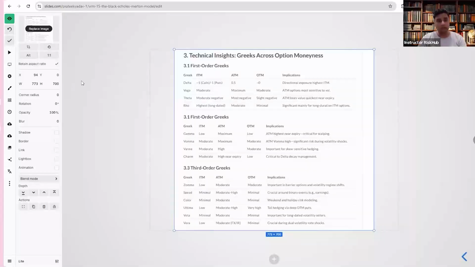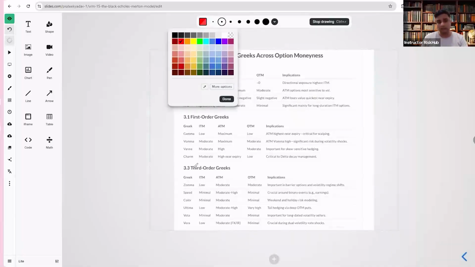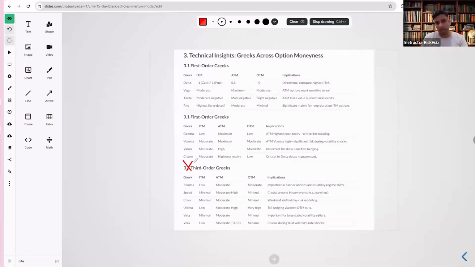Ignore the third order Greeks. You can ignore this part. This is very high level. Ignore Vomma. This is also not part of your syllabus. Vanna is also not part of it. Charm is also not part. This is second order Greek, guys. This is some typo. This is second order Greek.